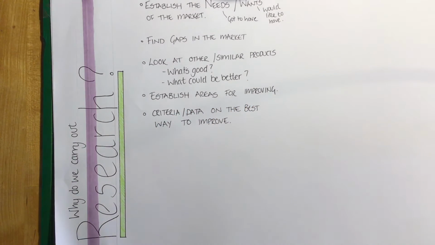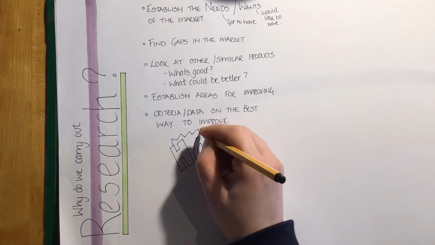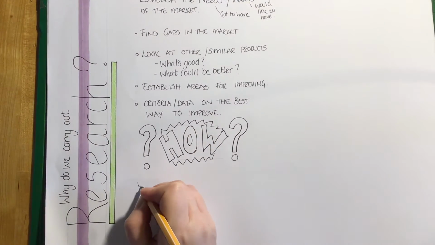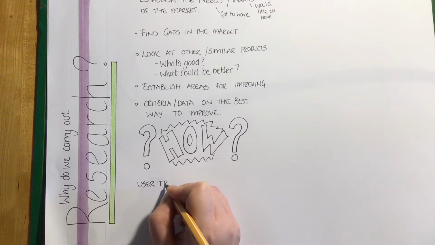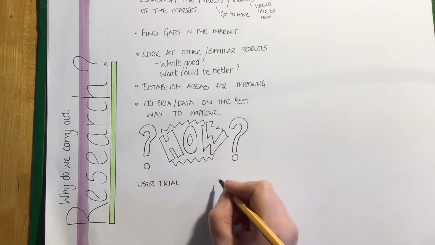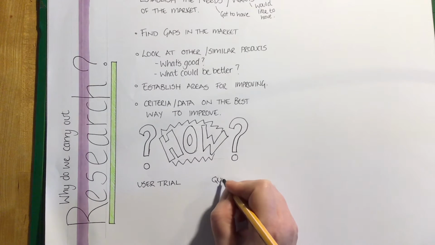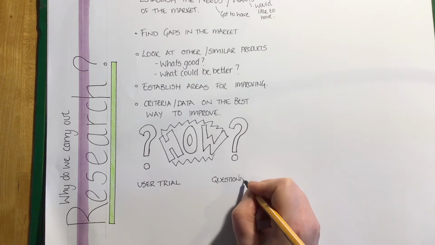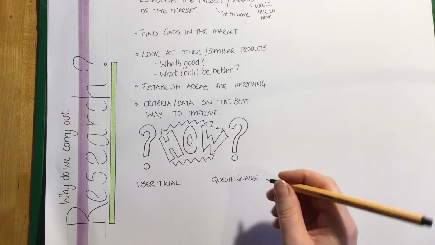Just as important as understanding why we need to research, understanding how it's done is very important too. Now, there are many techniques that we would use in design and manufacture, but we're going to look at two today, and that is a user trial and a questionnaire.